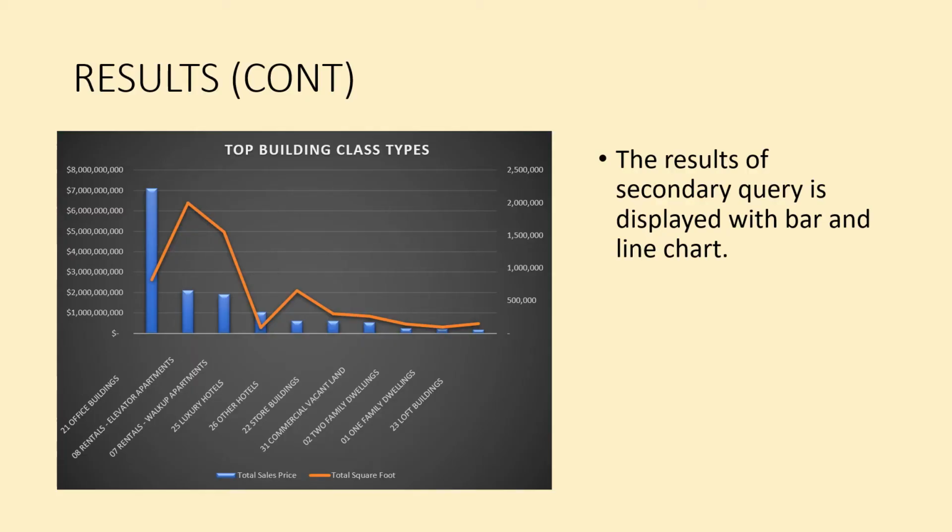The results of the second query are displayed with the bar and line chart to the left. The total sales is represented as a blue bar chart. The total square footage is represented as an orange line. The two things that stood out the most from this visual is that office buildings have the most value regarding their cost, and elevator apartments have the most value regarding their space.